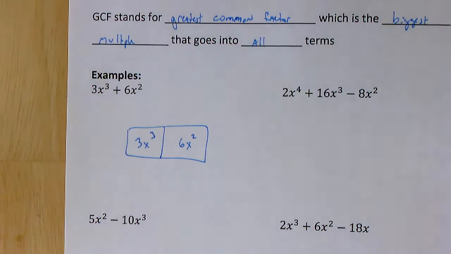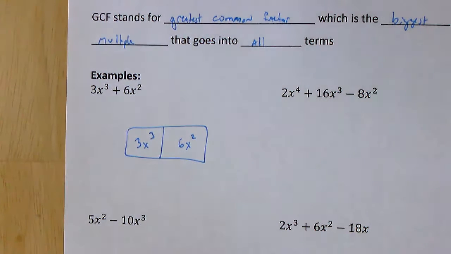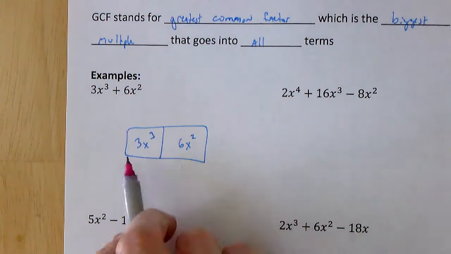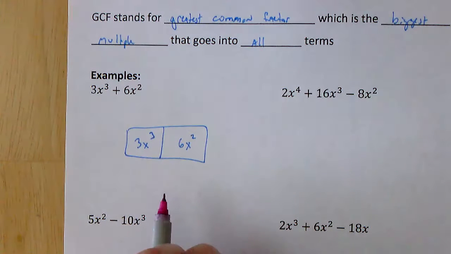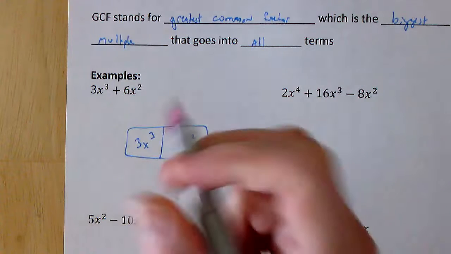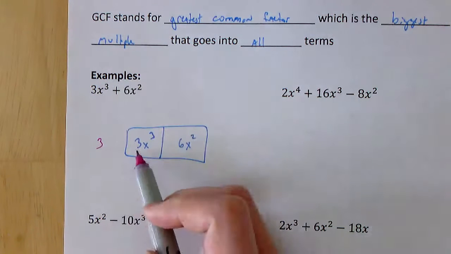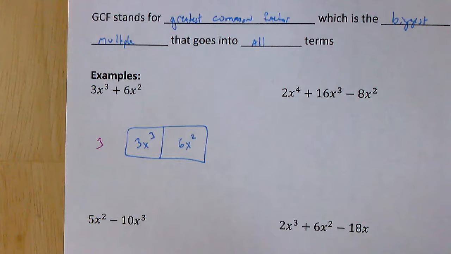So here's what I'm going to look for. The first thing I'm going to do is look at these two things, and I want to figure out what's my GCF. What's the biggest thing that goes into both of them? So 3 and 6, the biggest number that will evenly go into both 3 and 6 is 3, right? It goes into 3 once, and it goes into 6 twice.